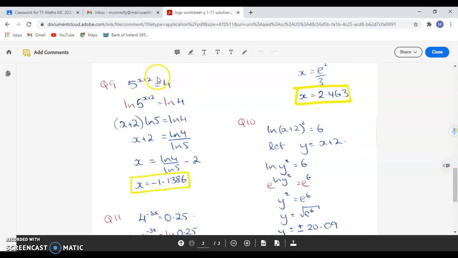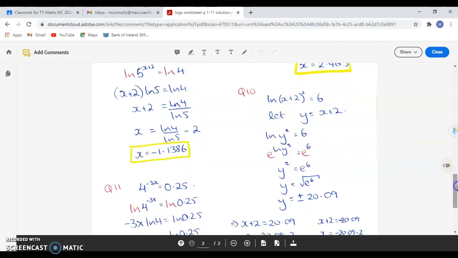5 to the x plus 2 is equal to 4. So introduce the ln on both sides. That allows me to use my rules of logs. So that allows me to bring down my x plus 2, comes down here. Okay, so you're left with ln 5. ln 5 goes over and divides on the other side. Plus 2 comes over, becomes minus 2, all into the calculator, and you get your minus 1.1386. This is fine to be a minus number because it's just being a power. If it was a log, you can't get the log of a negative number when you sub it in.